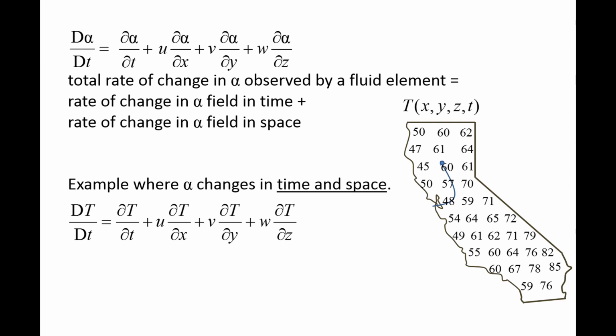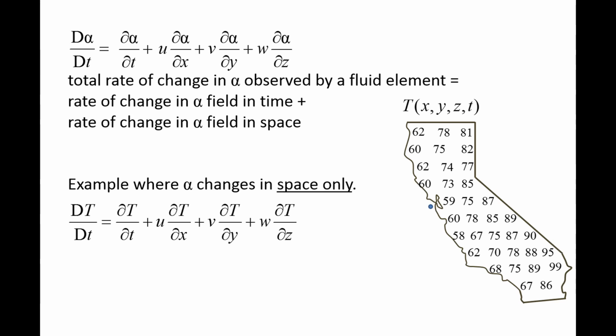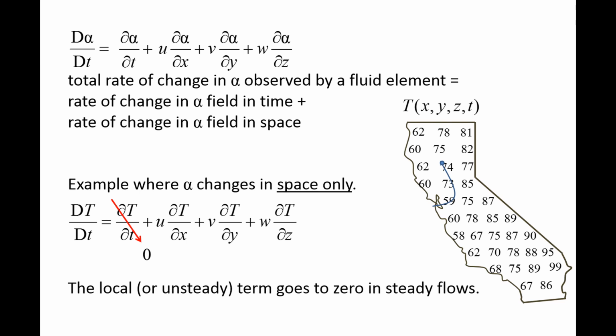Now let's imagine a situation where the temperature varies between locations but does not change in time. That is, the temperature field is steady. Once again, the fluid element will experience a change in temperature, but only because the temperature field varies in space. The temperature field does not vary in time, so partial T partial t is equal to 0.